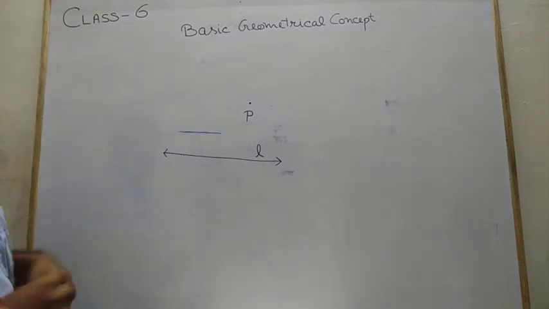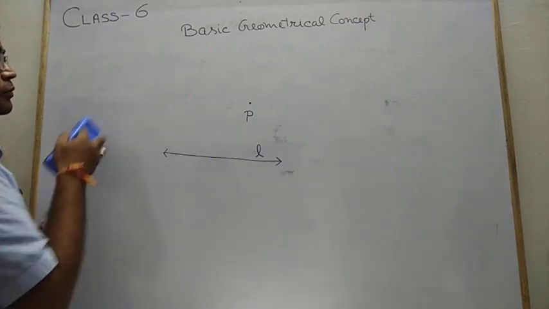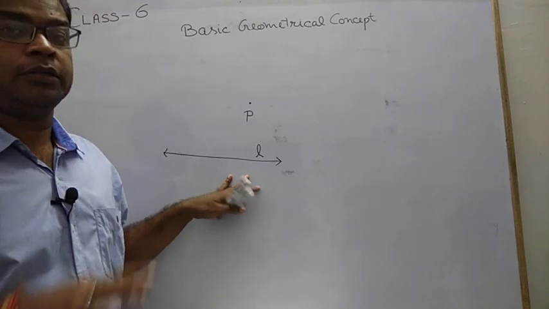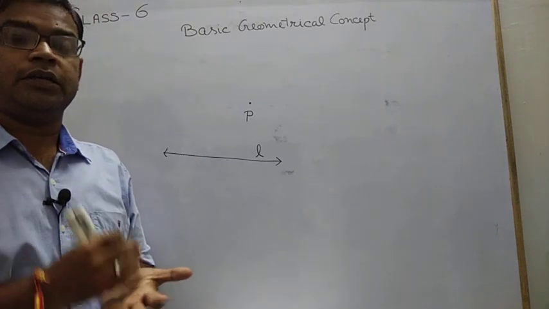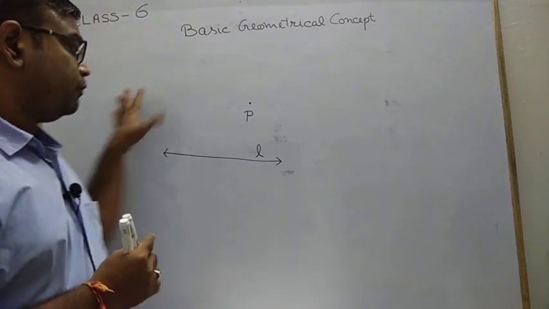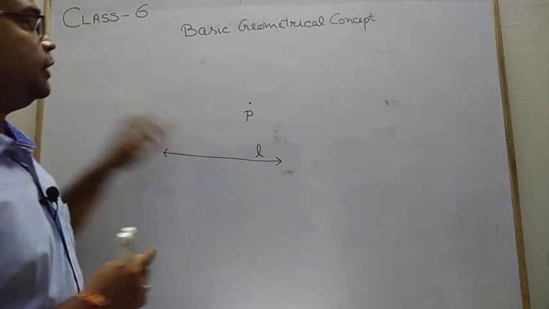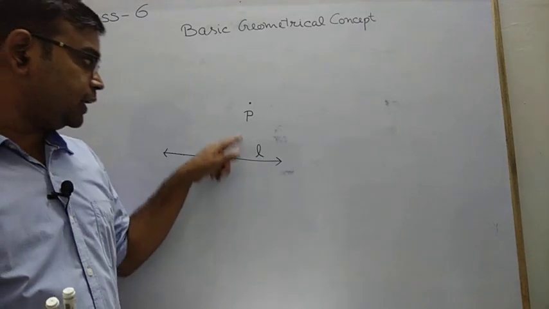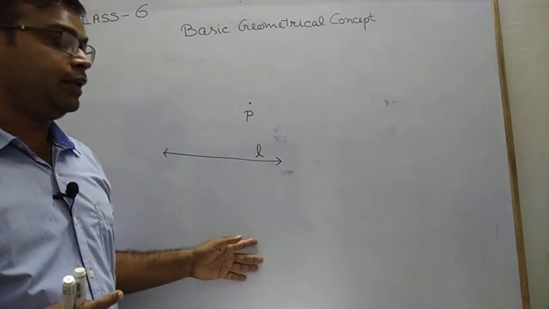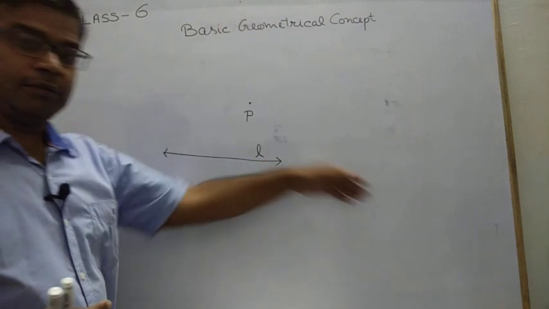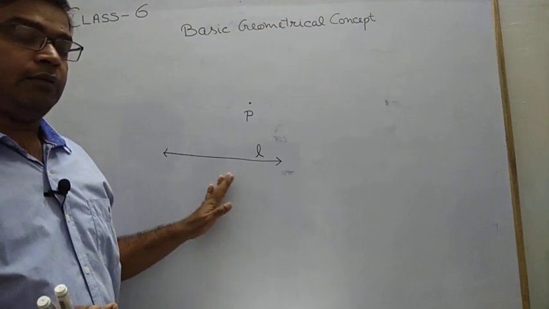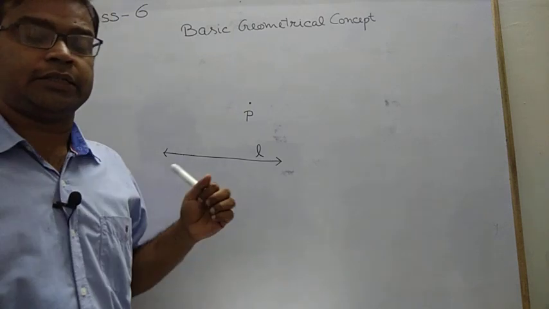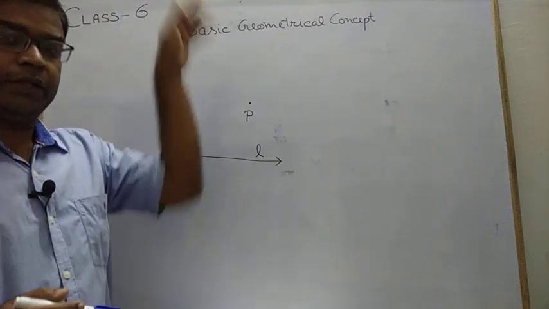These points P and line l all lie on a surface. That surface in geometry is known as a plane. For this point P and line l, this whiteboard is a surface. It is a plane. On this plane, this l and this P lie. This plane has some length, some breadth. It has both length and breadth.